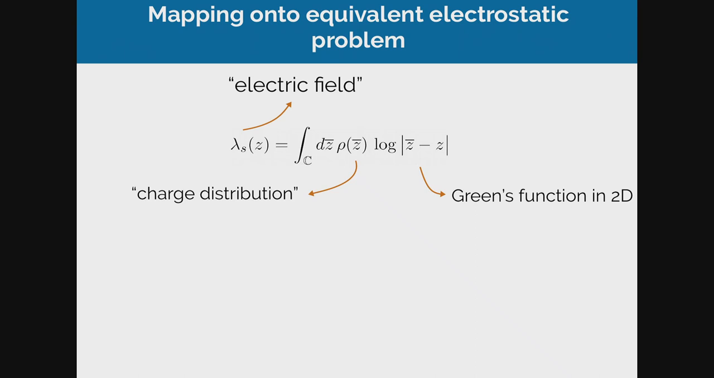Now this quantity that you see here has a very nice analogy to some problem you already know from electrodynamics lectures. Namely, you can think of this lambda S as an electric field in two dimensions, generated by some charge distribution rho of z. And why? Because this log of z bar minus z is nothing but the Green's function in two dimensions. Using this analogy, you can immediately see when this lambda, your electric field, can become non-analytic. If your charge distribution is analytic, your electric field is also analytic, a smooth function.